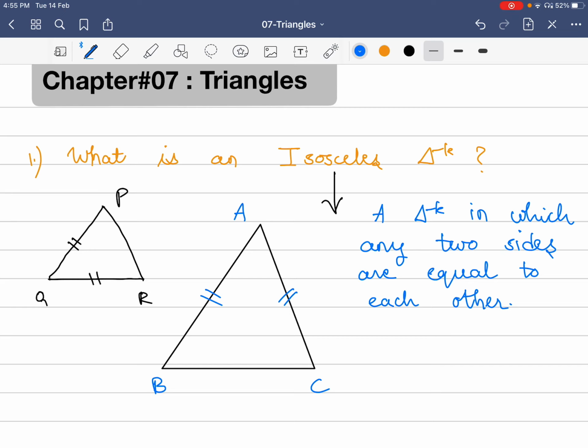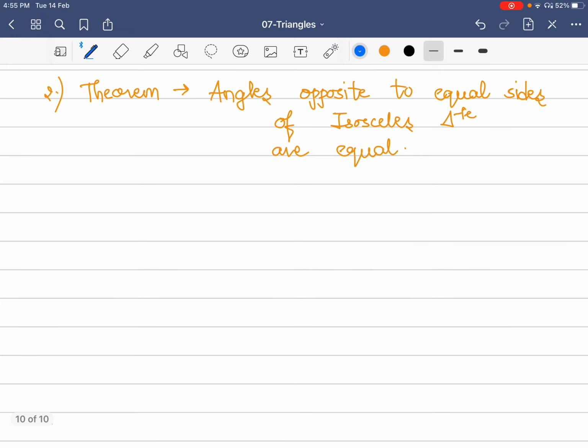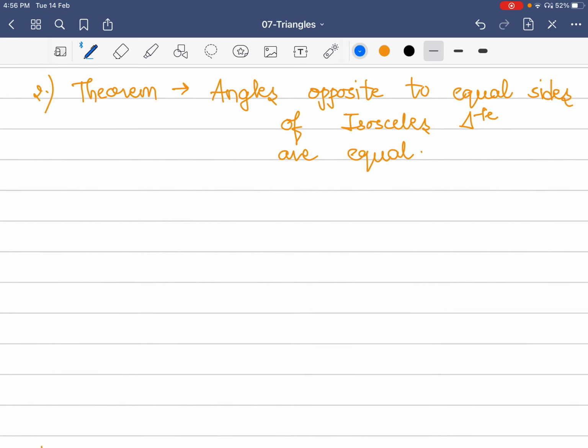Now, with the isosceles triangle, we have some important properties or characteristics that they show. First of all, this is the first one. It's a theorem, so let's read it out. Angles opposite to equal sides of an isosceles triangle are equal. What does this theorem mean? Let's try to visualize it. First, let us draw an isosceles triangle, something like this. In this triangle, I'm going to have this side equal to this side. Let's call this triangle ABC.